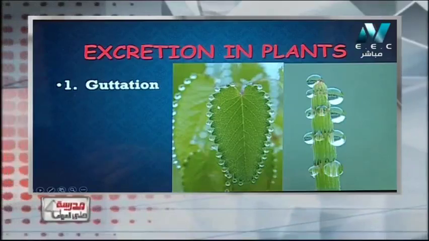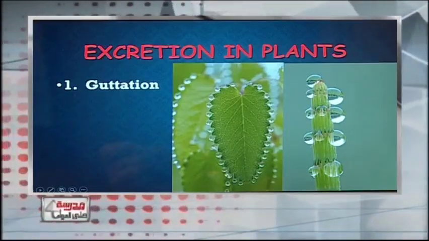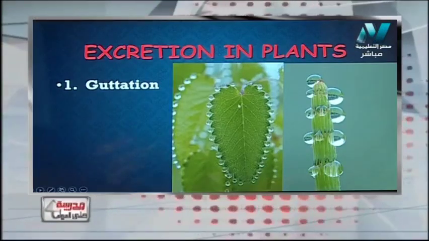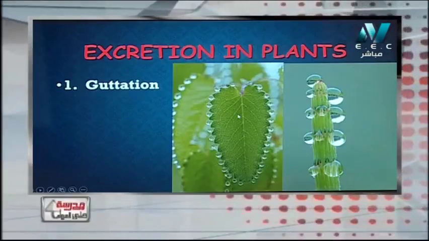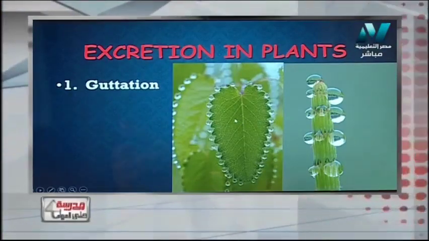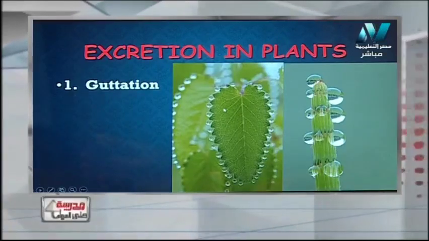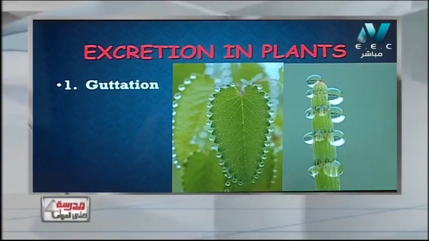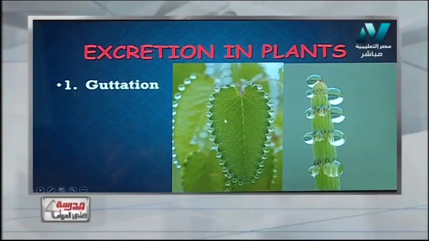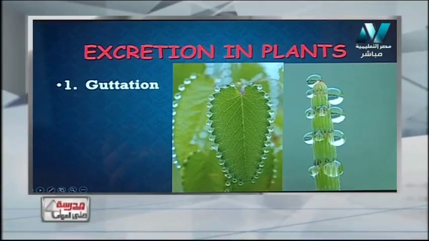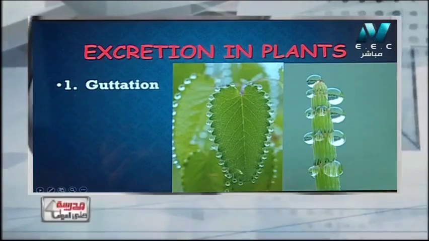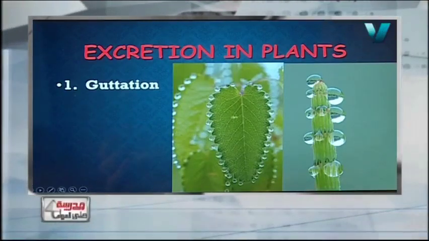So in the early morning in the spring, we can notice drops of water present at the edges of the leaves of some plants, and this is due to the high rate of absorption of water from the soil and low rate of transpiration. So the transpiration doesn't help in getting rid of all the excess amount of water, so some of this water must come out of the plant, and they are here as you see at the edges of these leaves.